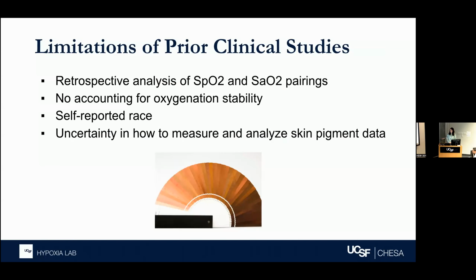So they were retrospectively trying to go back and find the saturations at the exact moment of the arterial blood gas. They were able to narrow that down to a 10-minute window, but as we know in the clinical setting, saturations can fluctuate greatly across the span of 10 minutes, and there was no accounting for the stability of that saturation. Patients in these studies were also categorized by their self-reported race as a measure of their skin pigmentation, and skin pigmentation can vary greatly across racial categories, so this was not a very exact measurement. And furthermore, there was no consensus on an exact way to measure skin pigmentation accurately in these types of studies.